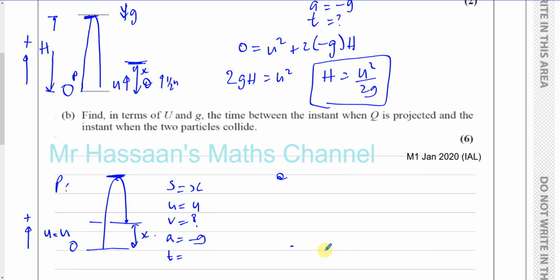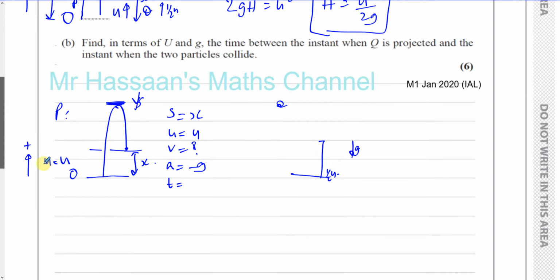Okay, and with a speed of a half U, A is going to be down, so it's going to be minus G. The acceleration is going to be down. And this is going to be in the air for T seconds. That's what we have to find, the time between the instant when P is projected and the instant when the two particles collide. So this is going to be in the air for T seconds plus the time it took to reach the top of its flight. So we need to find the time it took to reach the top of its flight.